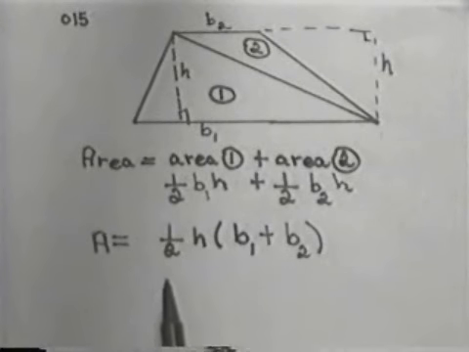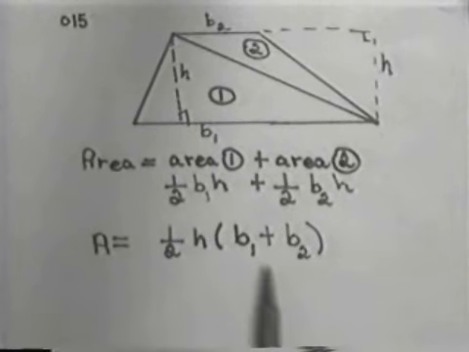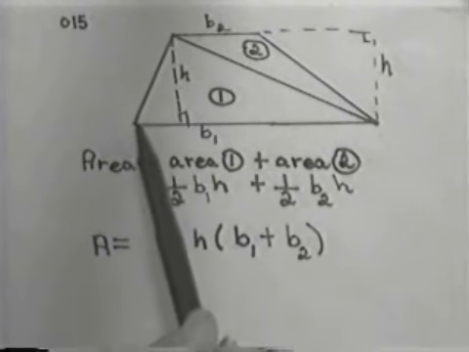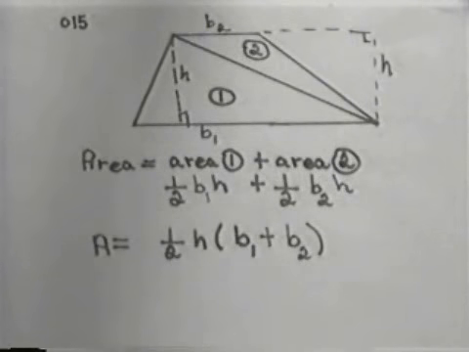Okay, so what the formula says is you need to know what the height of your trapezoid is, and then you need to know your two bases. Your bases are like your bottom and your top here. And to find the area, you're going to say 1/2 the height times the sum of the two bases. So let's look at a trapezoid and try to use the formula.